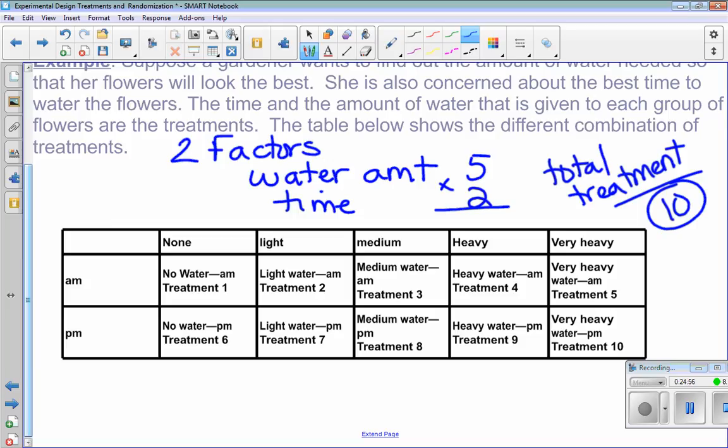That's what you're going to do in the homework that you're going to have, looking at the different factors. There are 2 factors. There are 5 levels to the first factor. There are 2 levels to the second factor. You multiply the levels to get the total treatments. How many factors were there? Just 2. But one of those factors happens to have 5 levels to it. Fair enough?